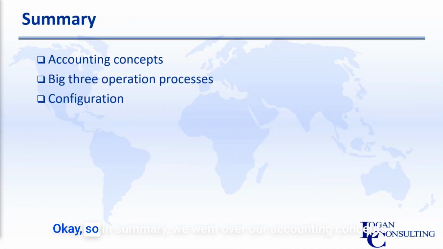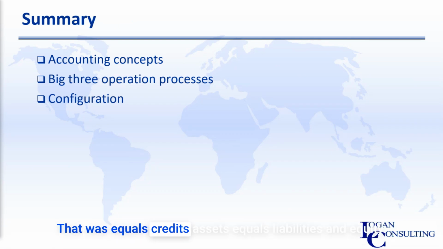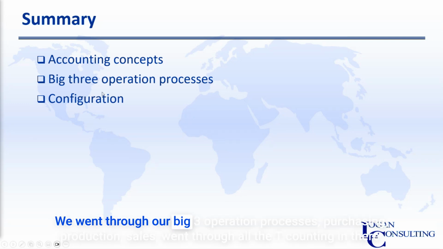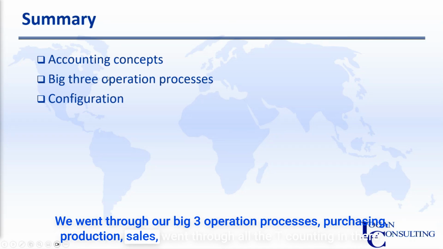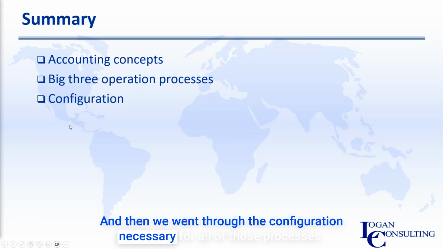Okay, so in summary, we went over our accounting concepts: debits equal credits, assets equal liabilities and equity, and revenue less expenses equals net income. We went through our big three operation processes: purchasing, production, sales. Went through all the T accounting in there. And then we went through the configuration necessary for all of those processes.